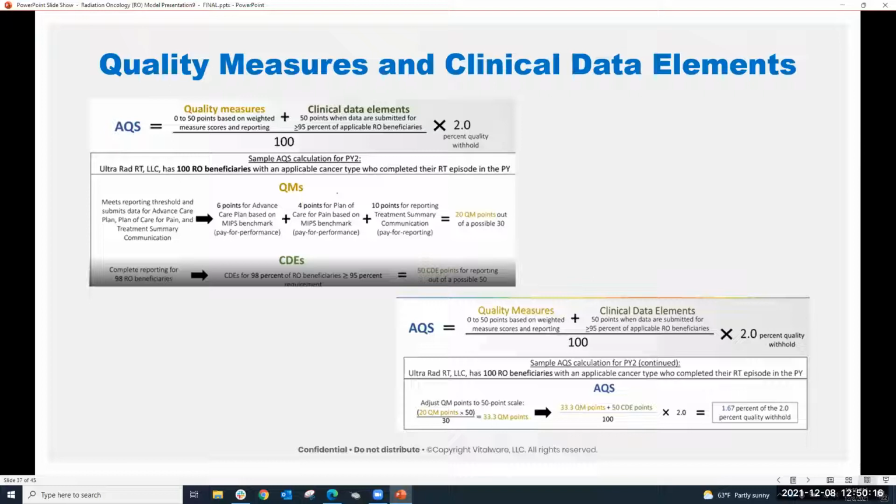And so in this example, if you look at the bottom, this participant earned 33.3 quality measure points plus 50 clinical data elements points. And that was divided by 100 and then times 2.0. So they will earn back 1.67% of the 2.0% quality.